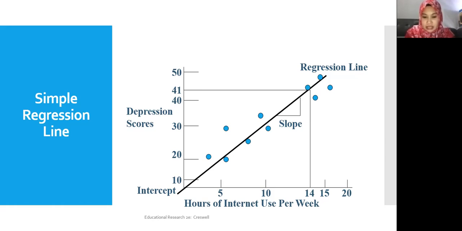So for example here, is there any correlation between hours of internet use per week and the depression score? Based on this table or figure, it shows that there is a correlation between hours of internet use per week and depression score. Okay, that's all of my presentation.